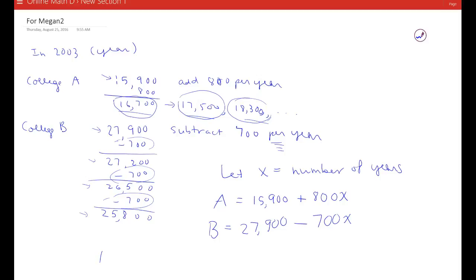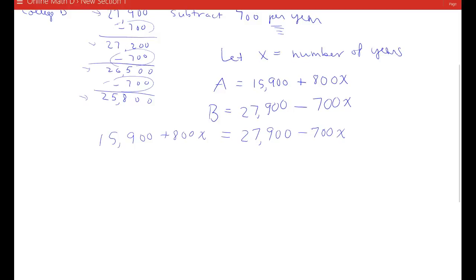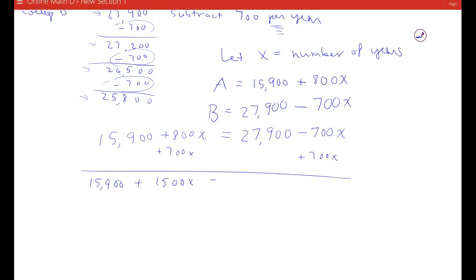So the question's asking you, when will their enrollments be the same? So you're asking the question, when will the number of students at college A, 15,900 plus 800x, be the same as the enrollment in college B, which is 27,900 minus 700x. So then do you see that this is solving a linear equation? So I would add 700x to both sides and have 15,900 plus 1,500x equals 27,900.